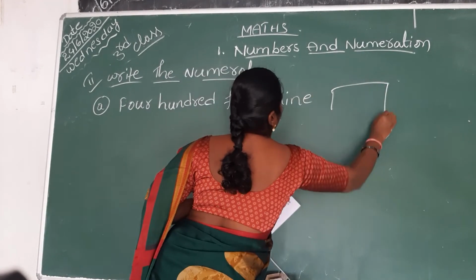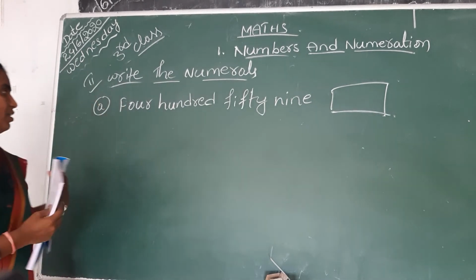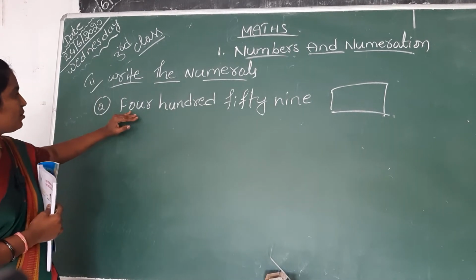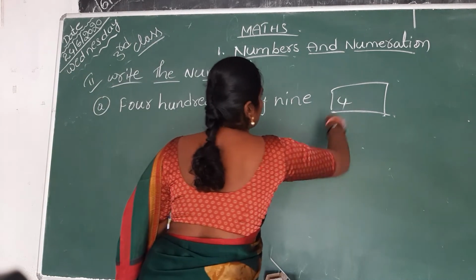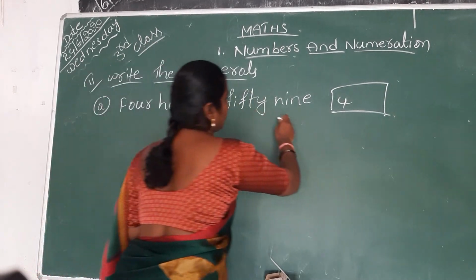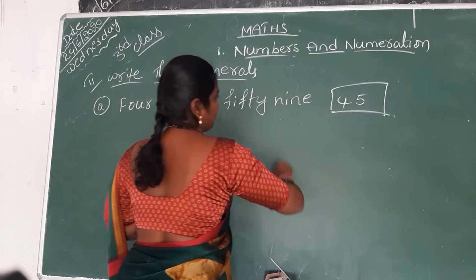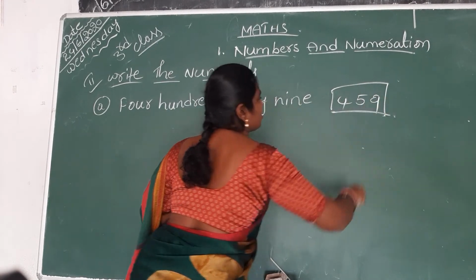459. You have to write the number. How do you write the number in the hundreds place? Which number is there? 400. 4 is in the hundreds place. 50. 50 means 5 is in the tens place. 9. 9 is in the ones place.